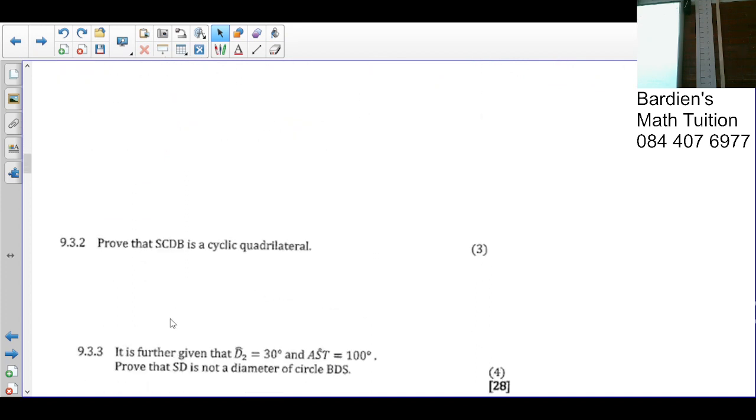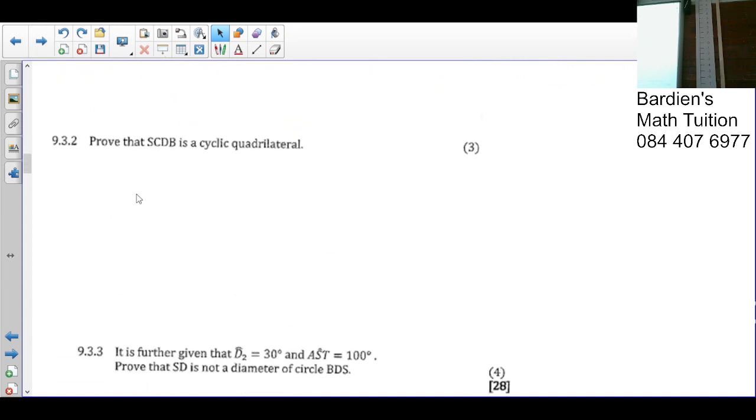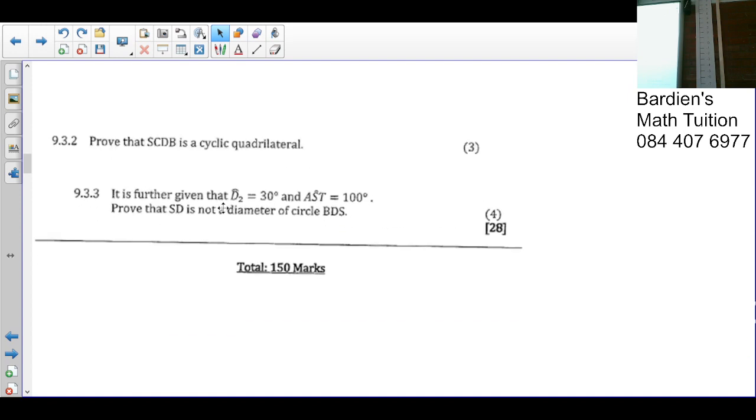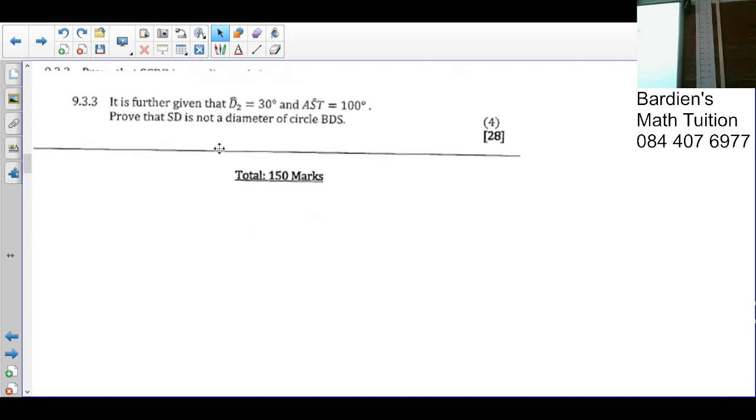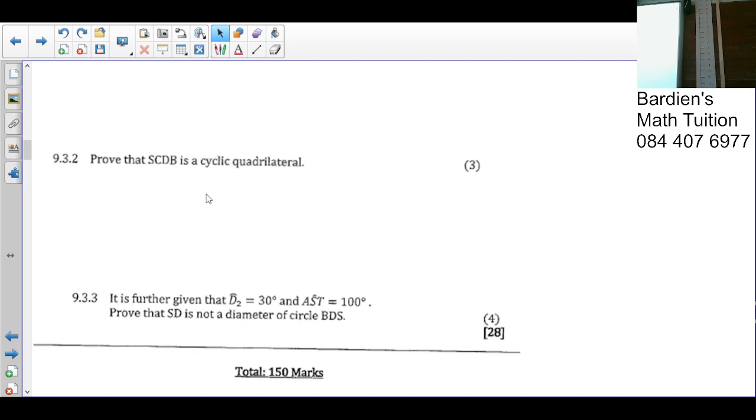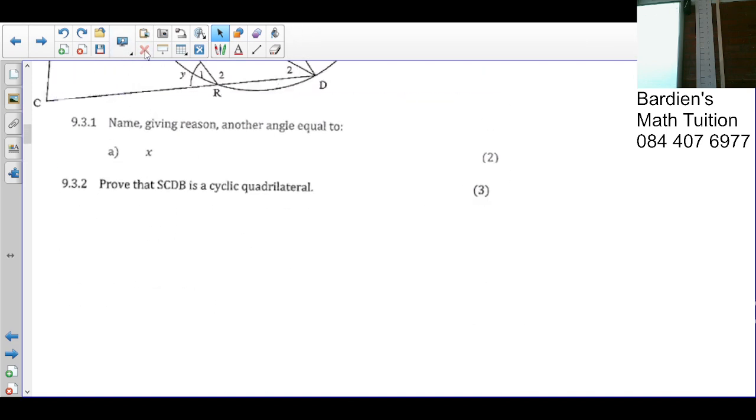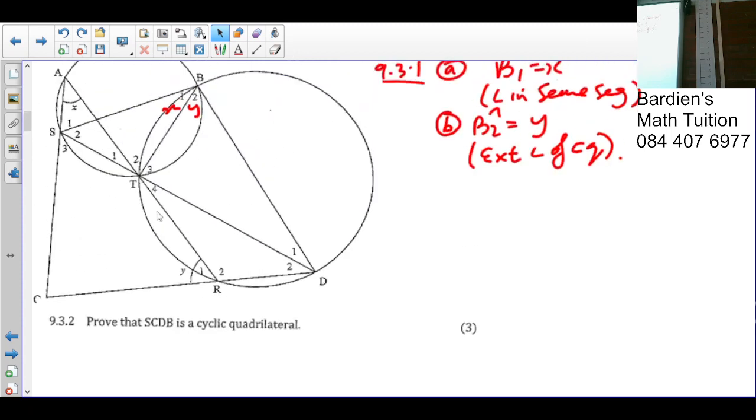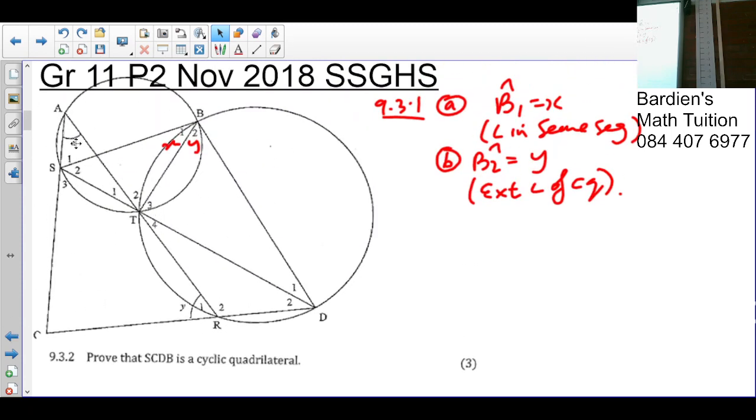The next question says prove that SCDB is a cyclic quadrilateral. For this to be cyclic, we must prove one of three things.